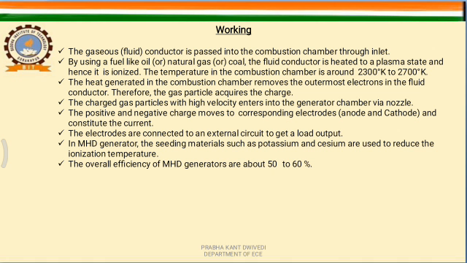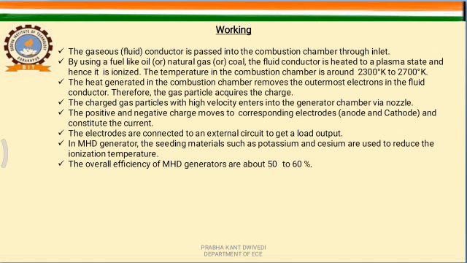Outermost electrons in the fluid conductor, therefore gas particles acquire charge. When heat energy is given to any atom, the outermost electron at a certain temperature is pulled out from its orbit. This process is called ionization, where an electron from the outermost orbit becomes free to fly, and these electrons can contribute current in the conductor or in the gas.